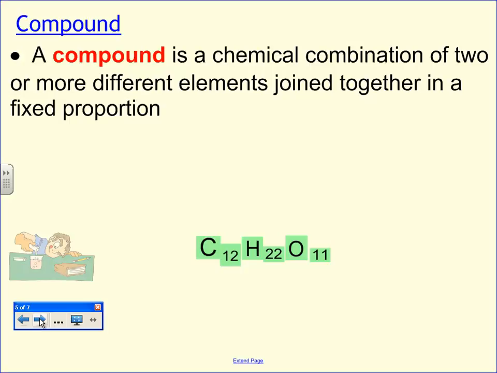So the other kind of pure substances are what we call compounds. This formula down here is the formula for a compound. That's sugar, ordinary table sugar.